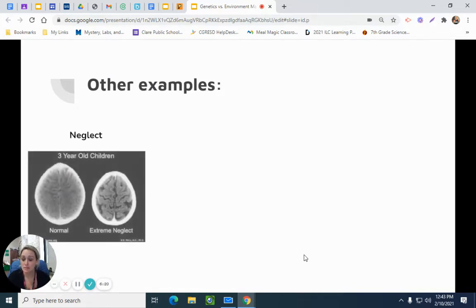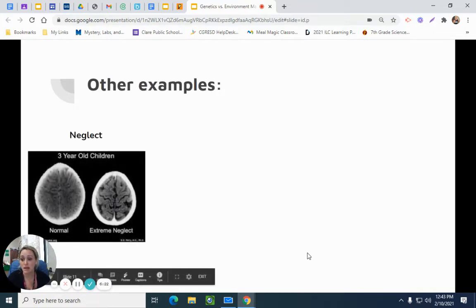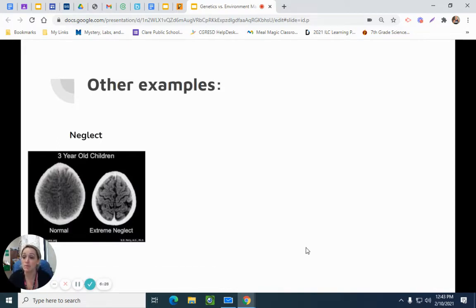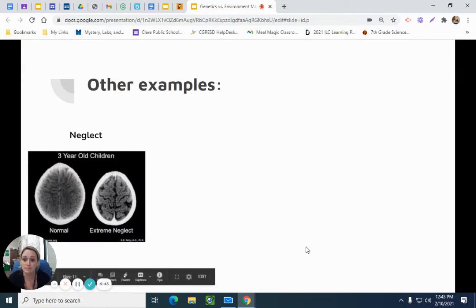Other examples. A big one right now is the study of child abuse and neglect, a very awful topic. However, this is a brain scan of a normal 3-year-old and also the brain scan of a 3-year-old who has undergone extreme neglect. So you can see the physical differences. Those physical differences often present traits that we see in children of neglect.